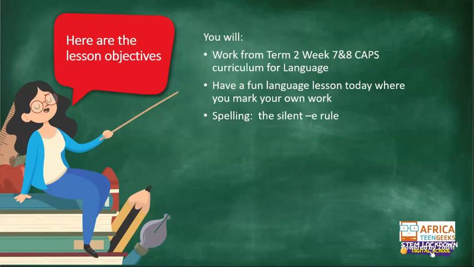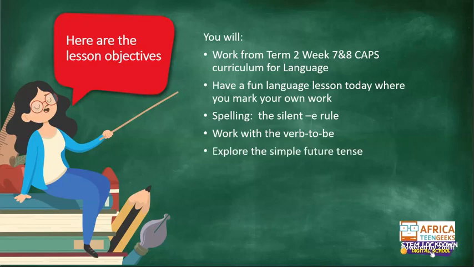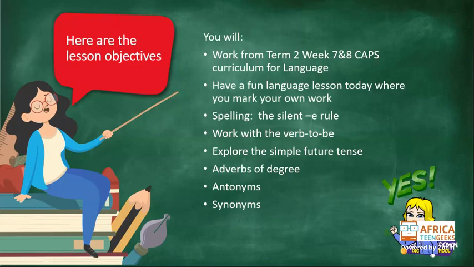So this is what we're going to learn. We have to have language lessons in English, unfortunately, for people that don't like language, but it's the only way that you learn how sentences are constructed. So we're going to start with the spelling rule, the silent E rule. You might know about that. We're going to work with the verb to be. We're going to explore the simple future tense. We're going to do adverbs of degree. And we're going to learn about antonyms and synonyms. So we need to do all this language so that you are ready for our Kahoot session on Friday.